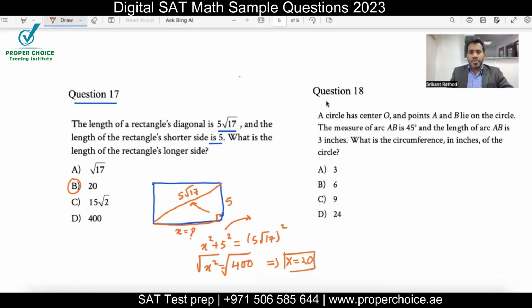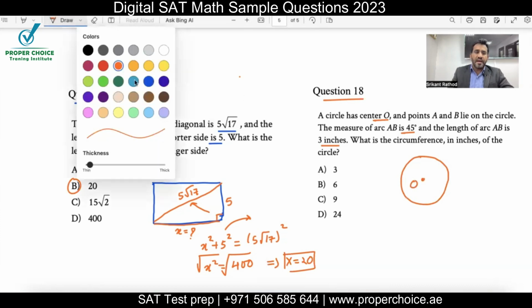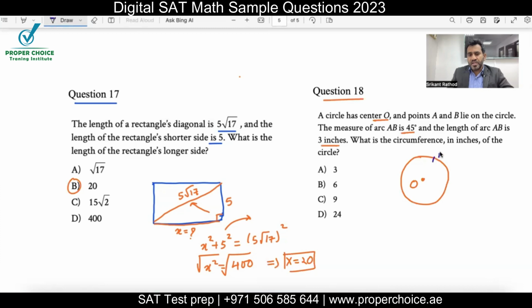This will be the last question we're going to study in this session. It says a circle has center O, and points A and B lie on the circle. The measure of arc AB is 45 degrees and the length of arc AB is 3 inches. What is the circumference in inches of the circle? What they are trying to say, suppose this is the circle we are talking about. The center of the circle is O. A and B are points on the circle. Let's take this as point A and this as point B.